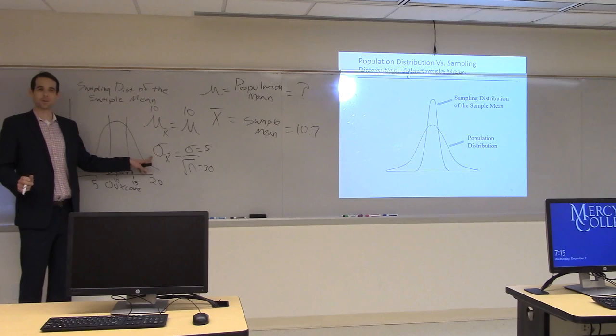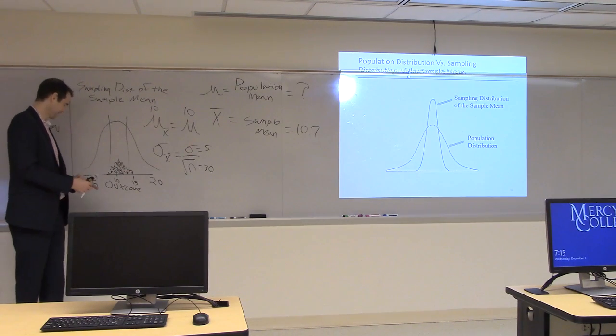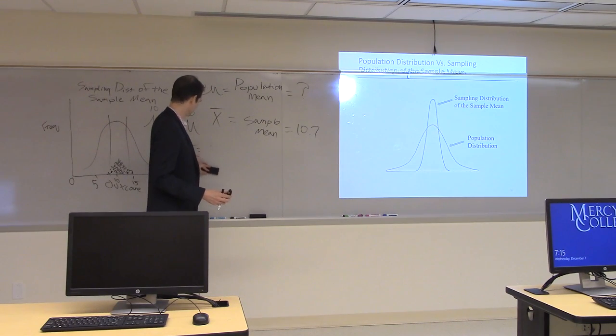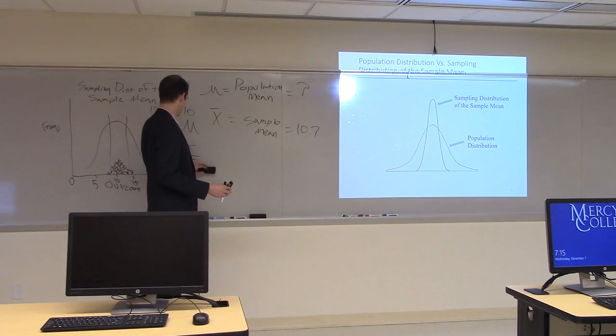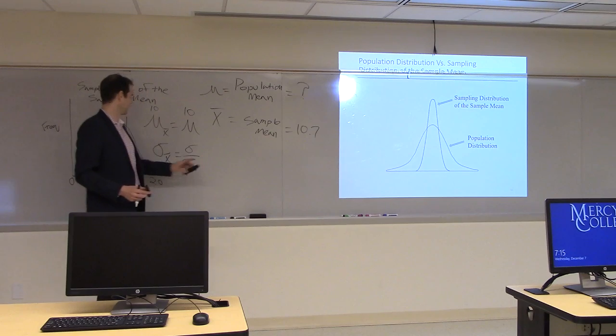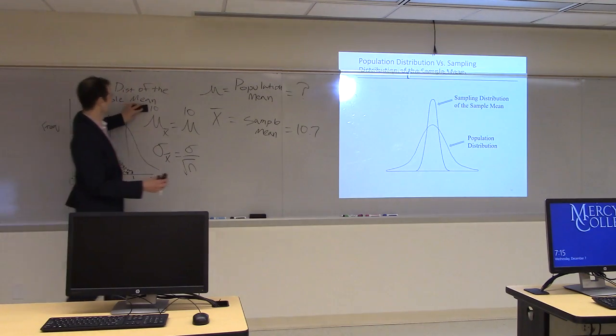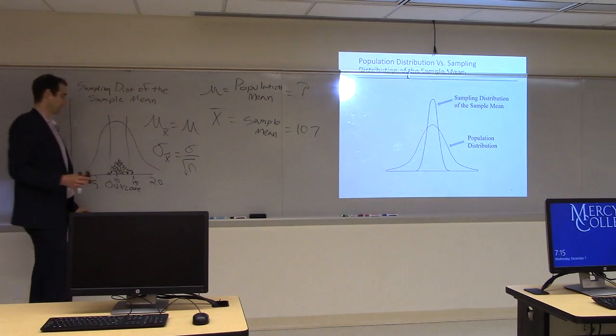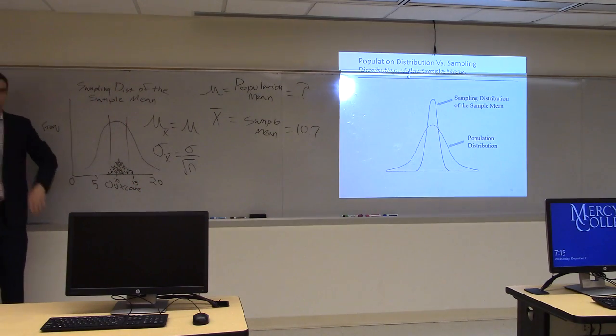5 divided by the square root of 30. .91, okay, yeah, so .91. I like it. So the standard deviation then is going to be .91. The mean of the sampling distribution of the sample mean is going to be 10.